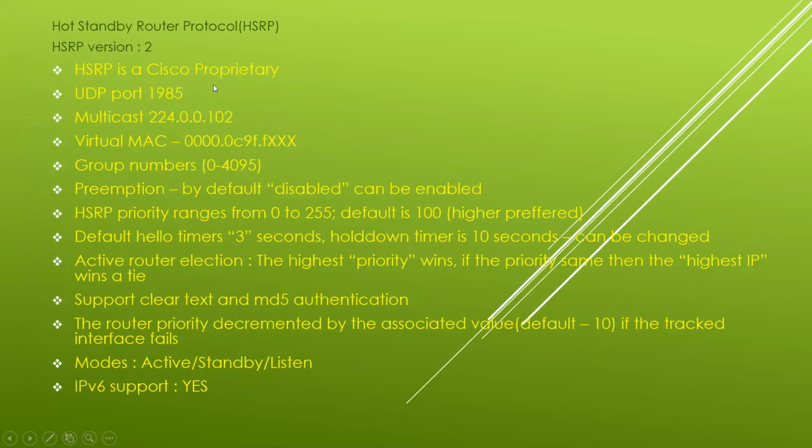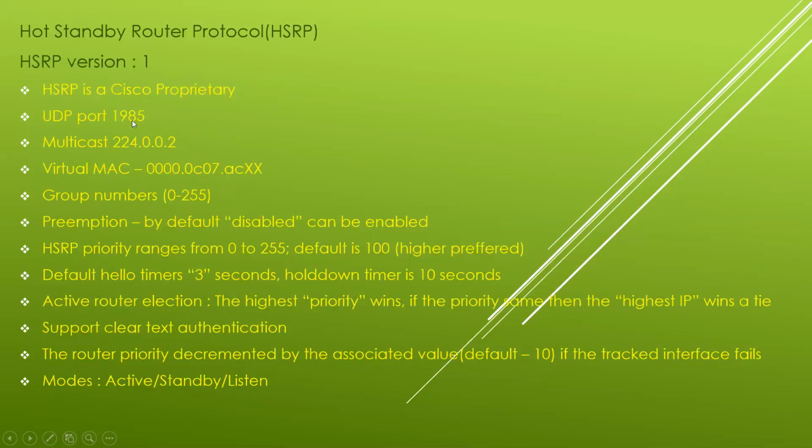HSRP is Cisco proprietary. It's a UDP protocol that works on UDP port 1985, and it uses a multicast address, 224.0.0.2. This is the first hop redundancy protocol. The virtual MAC address is 00:00:0C:07:AC:XX. The group numbers are 0 to 255.